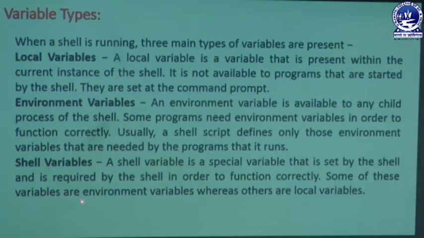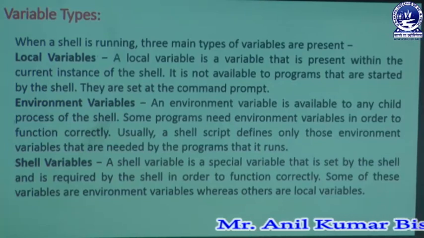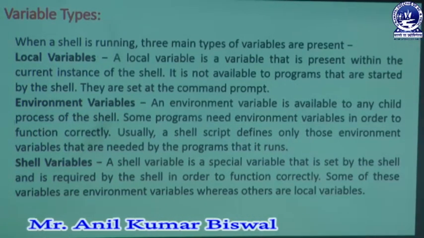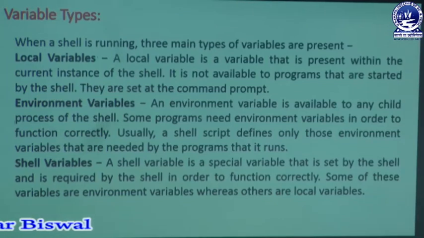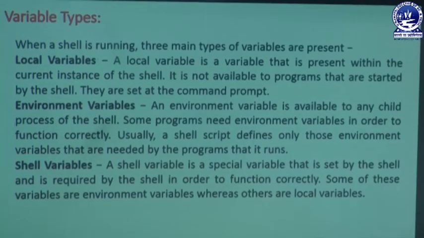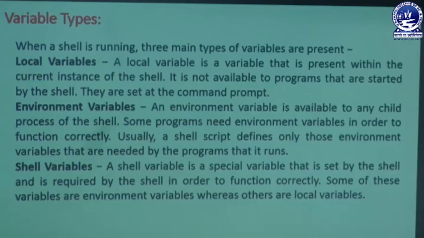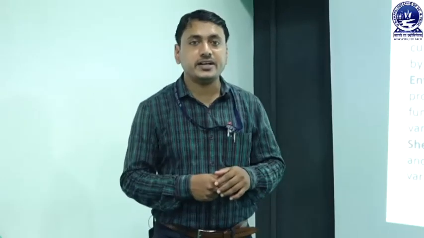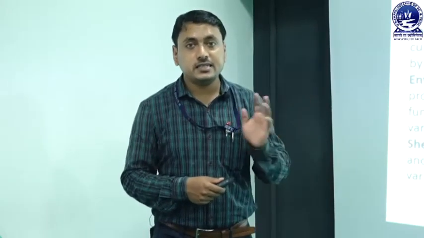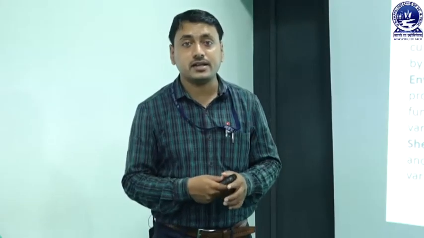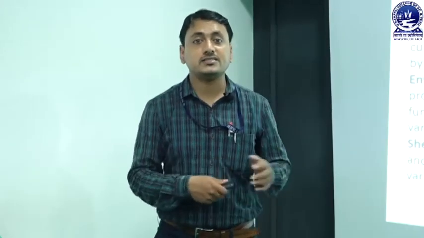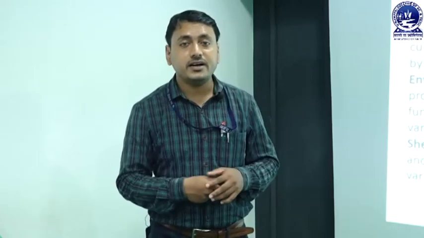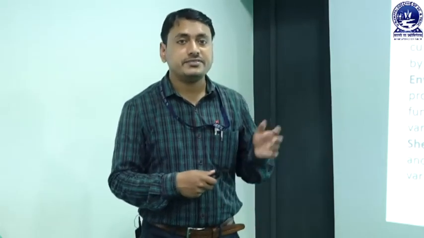Some of these variables are environment variables, whereas others are local variables. Besides these shell variables, the other types of variables are known as environment variables or local variables. But shell variables are the most important part of our Unix operating system. Besides these local and environment variables, C, C++ or Java also have different formats of variables like global variable, local variable, instance variable, class variable, default variable, whatever we have in our different programming languages.